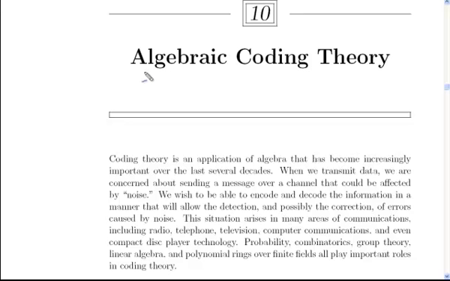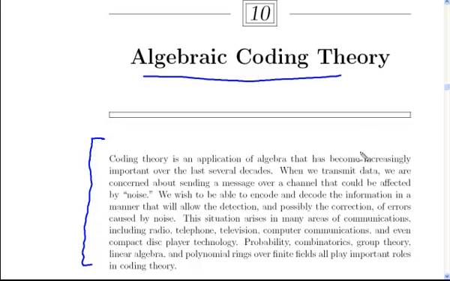Okay, so let me begin by introducing algebraic coding theory. Now, we talked about coding theory in terms of cryptography. Cryptography is to make messages secret. That's actually not the most common and most important use of coding theory. Coding theory is used in communication. Whenever you use your cell phone, you're using coding theory.